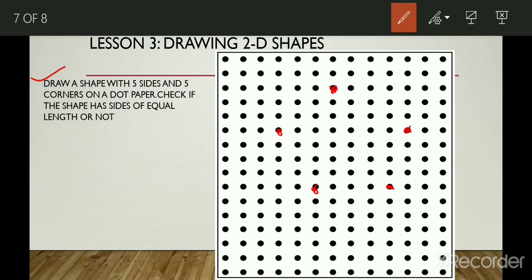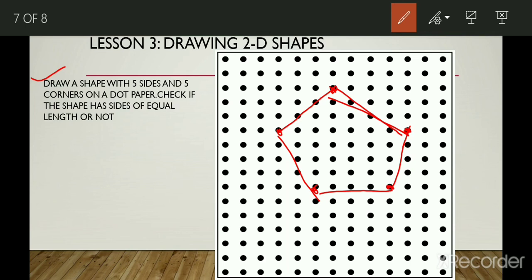So the next step will be: draw lines joining the dots to form a shape with 5 sides. Let us see whether after joining the dots I'm getting 5 sides or not. Joining these two dots, I got this; these two dots, I got this; this two, this, and these two dots, I got this. So how many lines are there? Oh, 5 lines. Good.